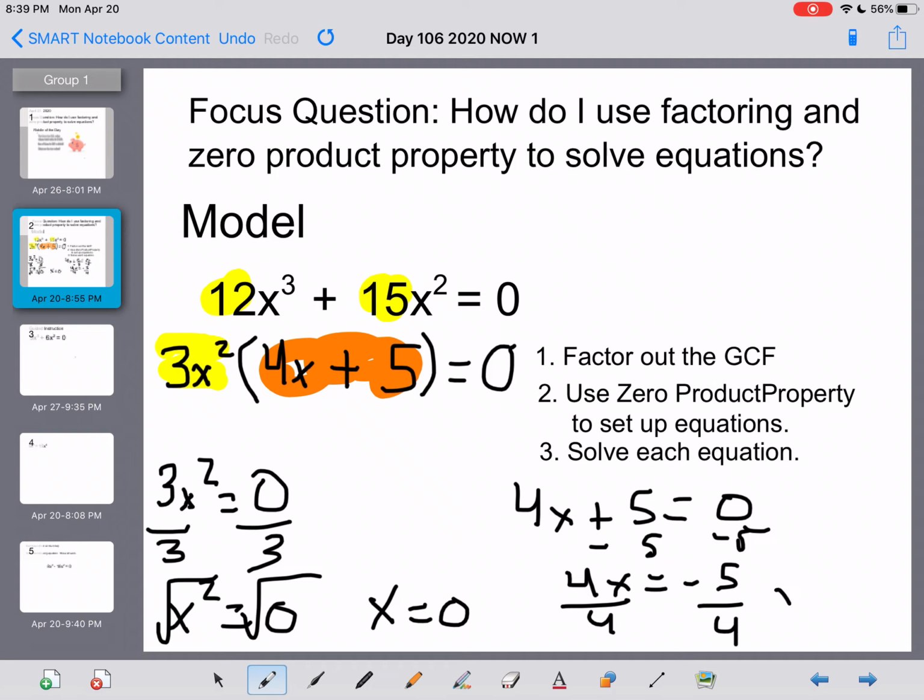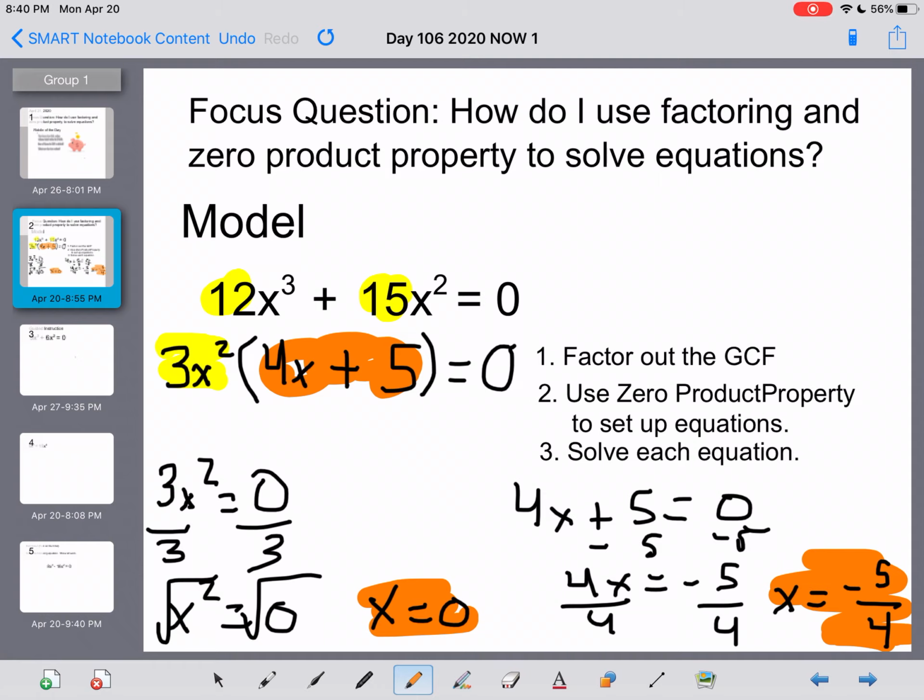And then I'm going to get x equals negative 5/4. So I could write that in a different way. I could write that as negative 1 1/4. If I actually divided that, that would be negative 1.25 if I wrote it in decimals, but it is okay to write it in an improper fraction. Actually, you will see that more often than not. So here's your solution. x equals 0, and x can equal negative 5/4.